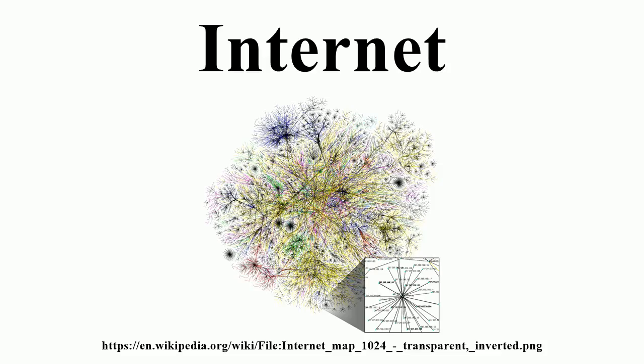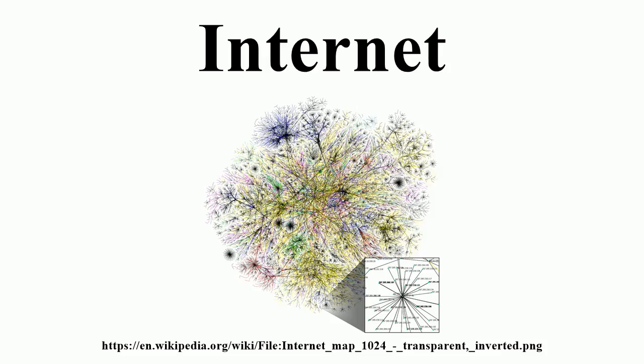In December 1974, RFC 675, Specification of Internet Transmission Control Program, by Vinton Cerf, Yogen Dalal, and Carl Sunshine, used the term internet as a shorthand for internetworking, and later RFCs repeated this use. Access to the ARPANET was expanded in 1981 when the National Science Foundation funded the Computer Science Network. In 1982, the Internet Protocol Suite was standardized, which permitted worldwide proliferation of interconnected networks.